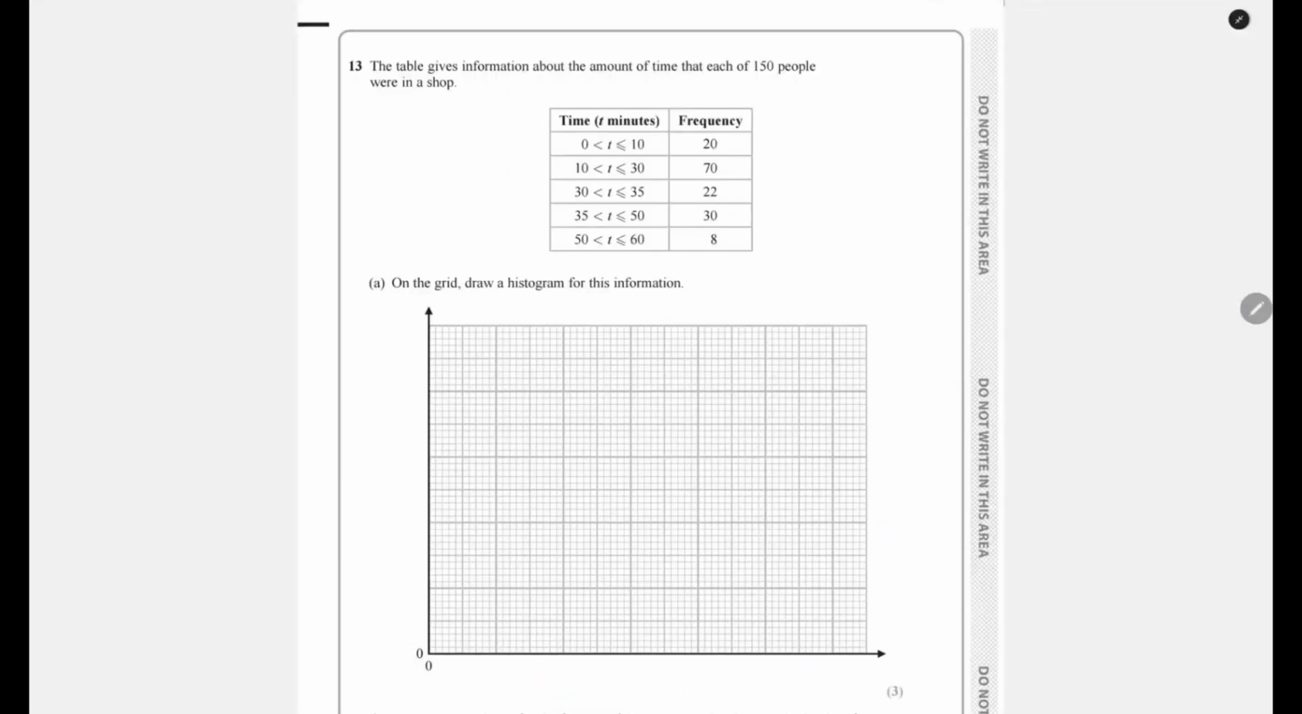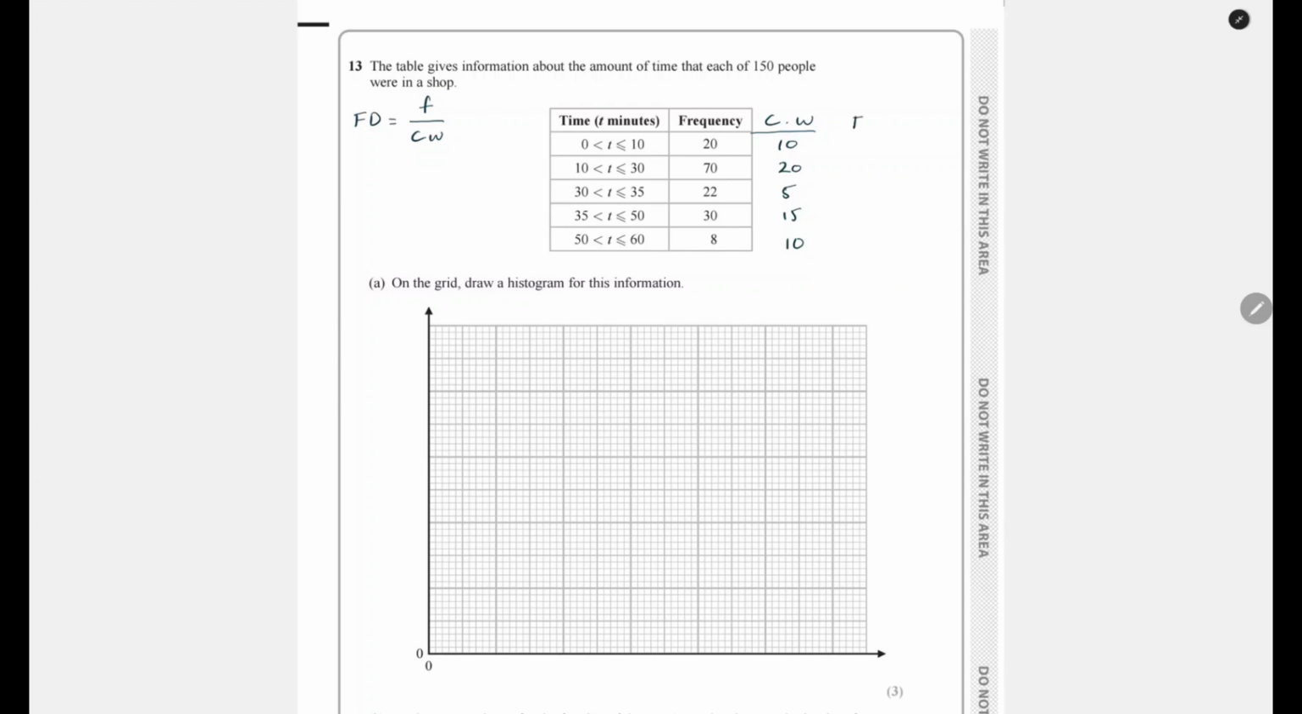Question 13 is about histograms. The table gives information about the amount of time that each of 150 people were in a shop. On the grid, draw a histogram for this information. Well, to draw a histogram, we need the frequency density. And the formula for frequency density is the frequency divided by the class width. We've been given the frequency, but the class width is just the difference between these two numbers in the time units. So we can say class width is 10, 20, 5, 15, and 10.